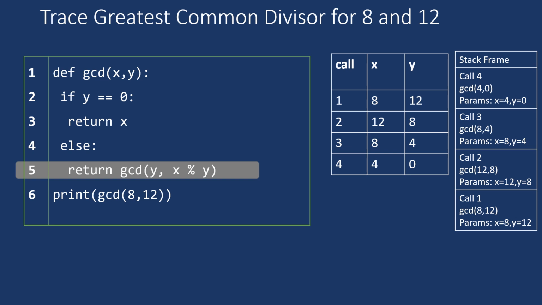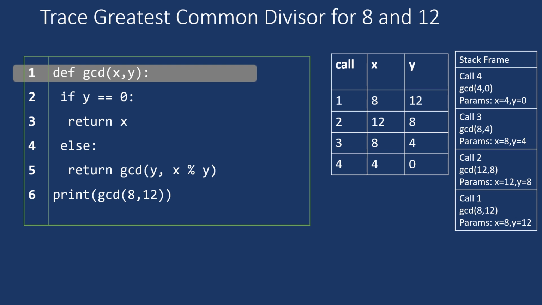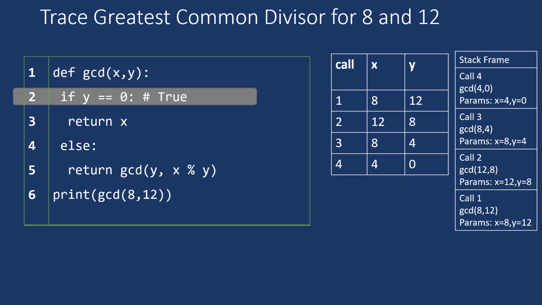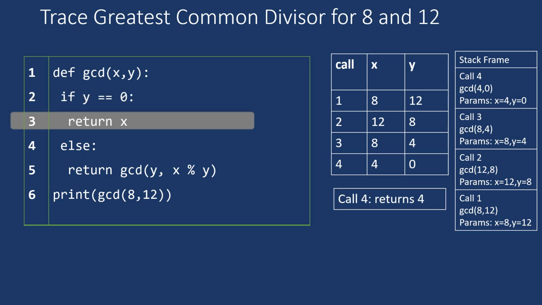Now we continue and we make it into our fourth call. Now this time y is 0, so that's true. So we execute that block of code now on line 3, which means we return the value of x. Now the value of x is 4, so we return that. So from call 4, we're returning the value of 4.